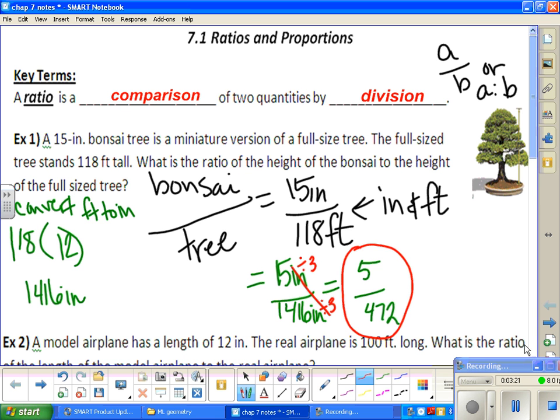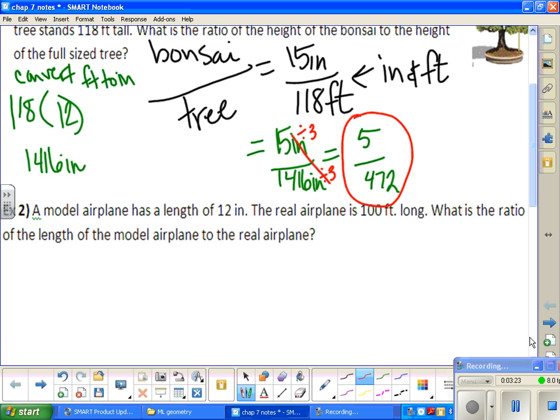Okay. So the next one, we're going to do the same thing. A model airplane has a length of 12 inches. The real airplane is 100 feet long. What is the ratio of the length of the model to the real? So we want to make a fraction of model over real. The model, it says, is 12 inches, and the real is 100 feet.